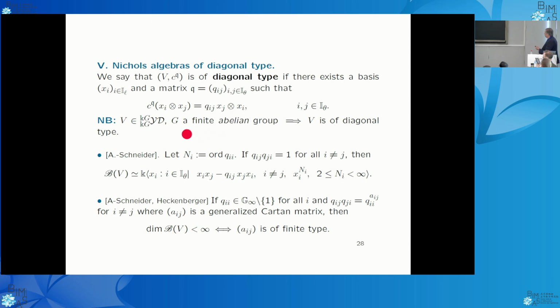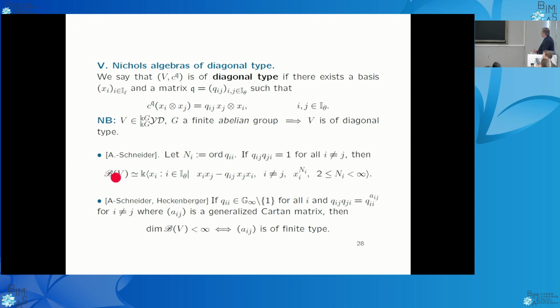Then, as I said, if V is a Yetter-Drinfeld module over a finite abelian group, then V will be of diagonal type because we are in characteristic 0. Let me give you a couple of examples. Suppose that N_i is the order of q_ii, and assume that out of the diagonal it is symmetric, so q_ij q_ji is, or multiplicatively antisymmetric. q_ij q_ji is equal to 1 for all i different from j.